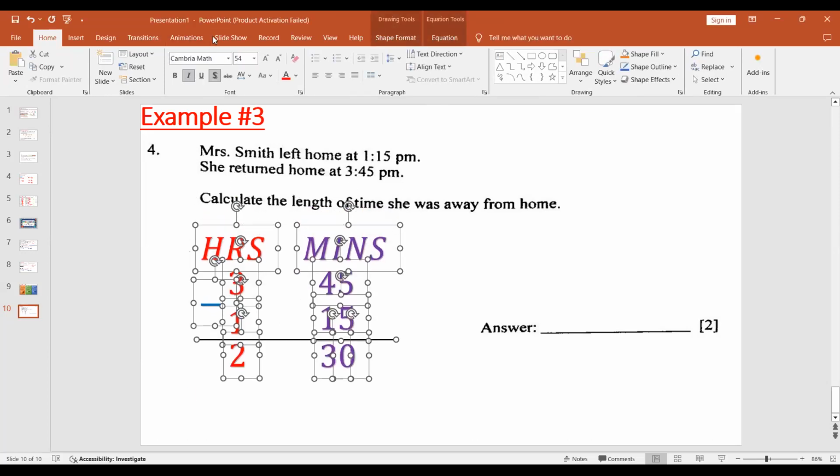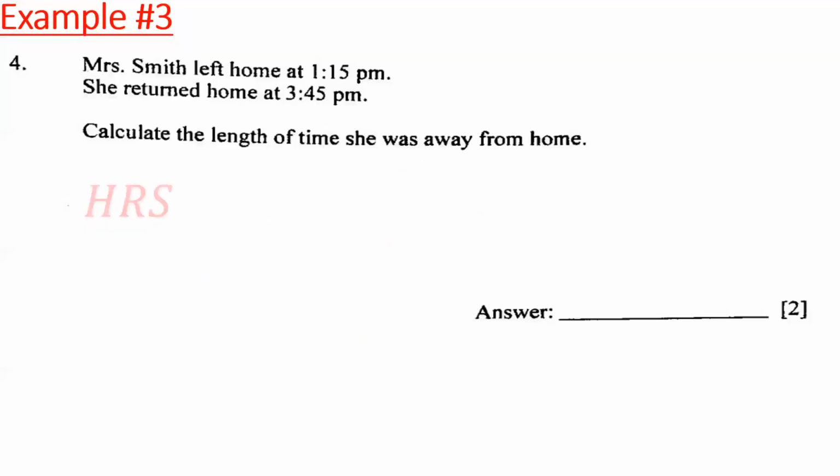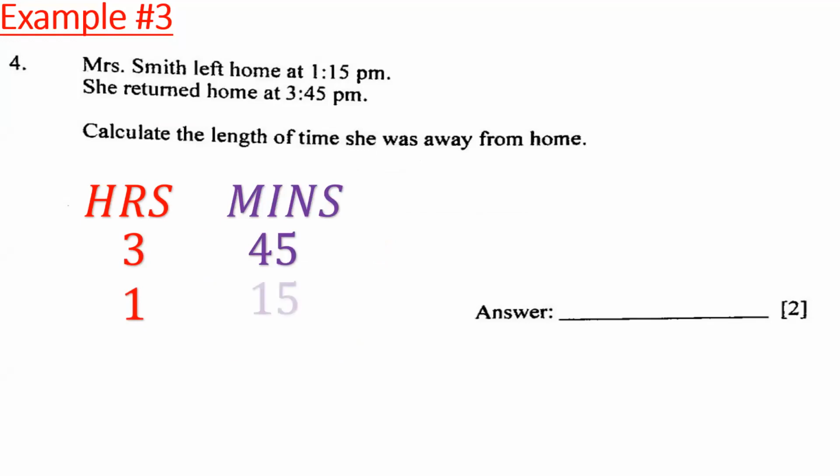So what we do here is, for the hours, we put 3 hours, and for the minutes, we have 45 minutes. Again, for the hours, we put 1 hour. For the minutes, we put 15. Then we subtract. What is 5 minus 5? 0. And then what is 4 minus 1? 3. Very good. And then what is 3 minus 1? 2. So the answer is going to be what? 2 hours and 30 minutes.